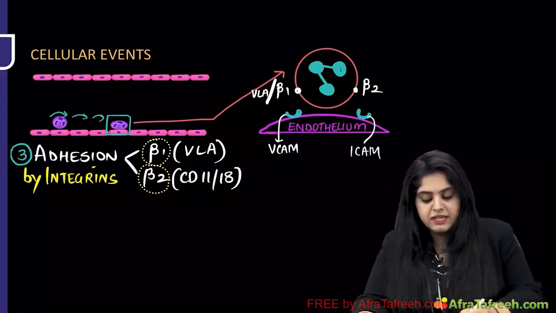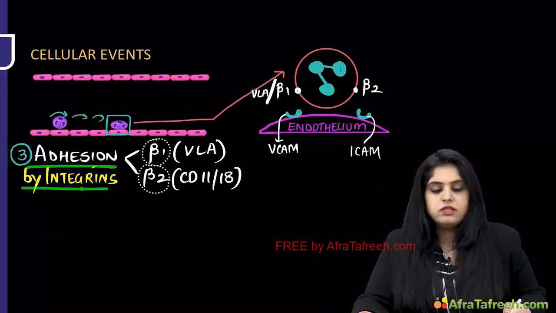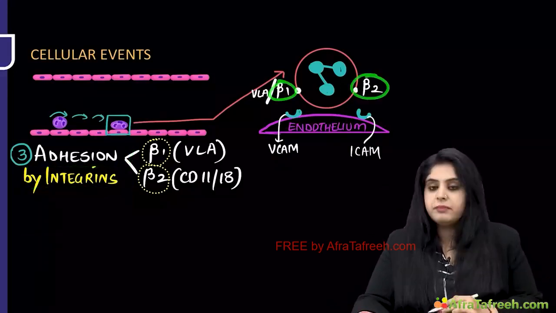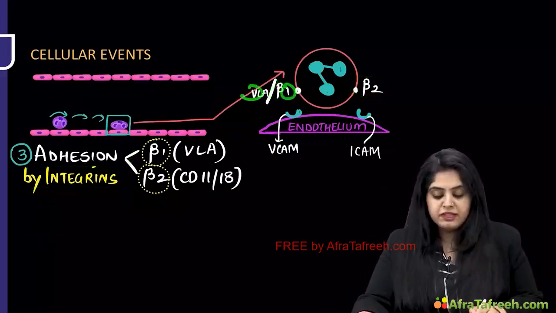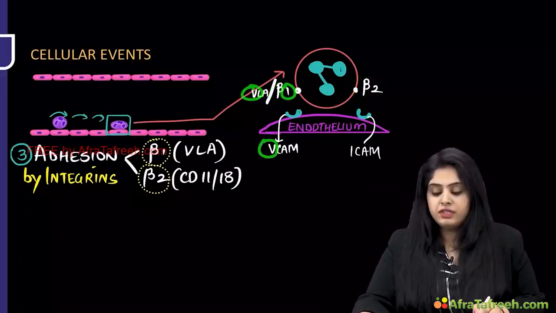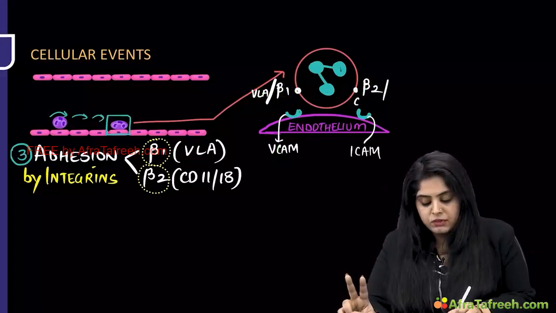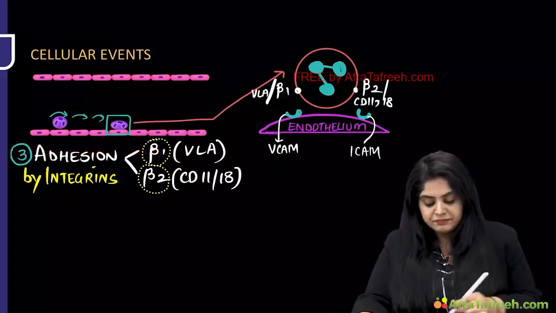So repeating once again. For adhesion, what do you need? You need integrins. There are two integrins, beta 1, beta 2. Both are on the neutrophil. Beta 1 sounds like 1, so it is VLA and it will bind to VCAM. Beta 2 is going to have two numbers. What are those two numbers? They are known as CD11 and 18, and they are going to bind to ICAM1.